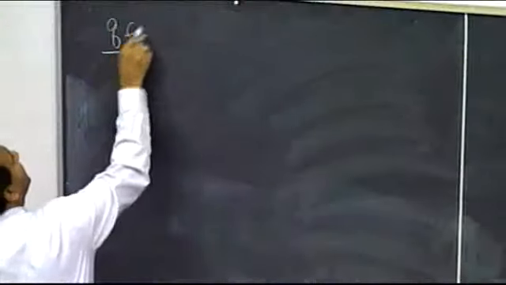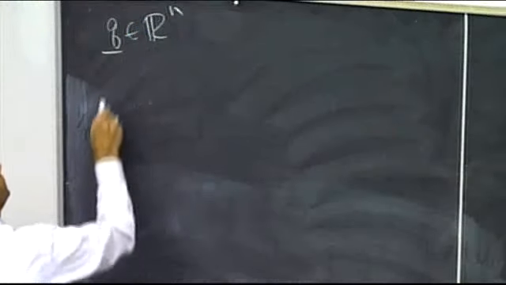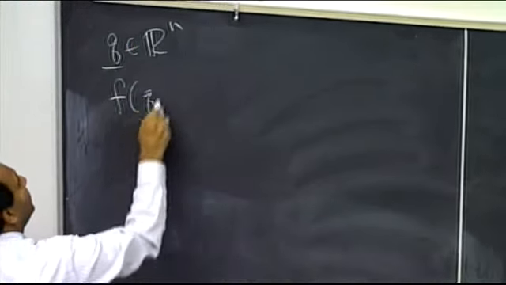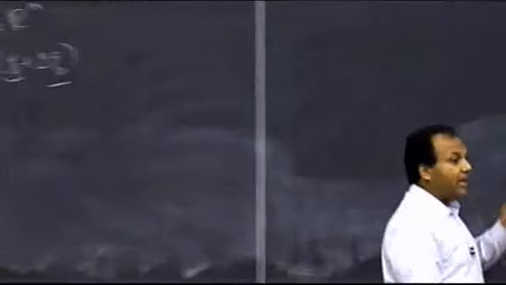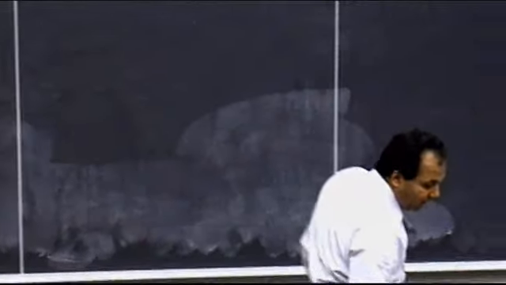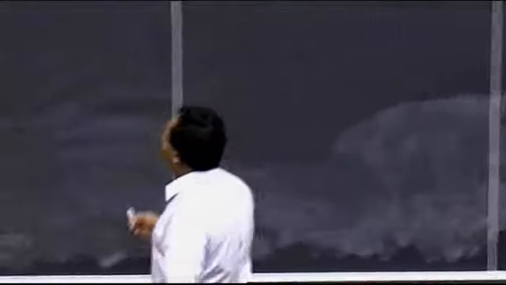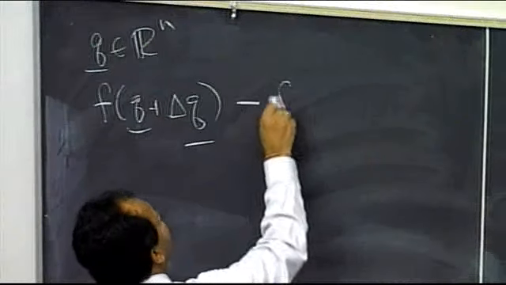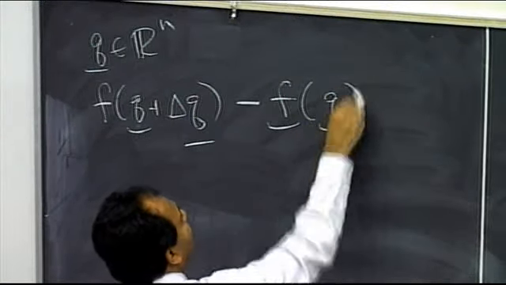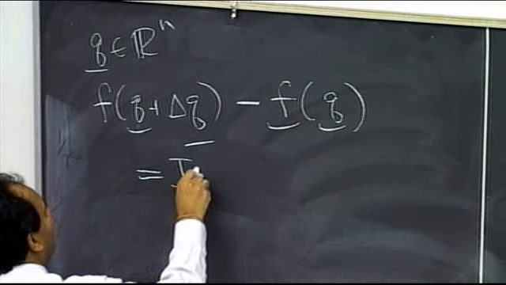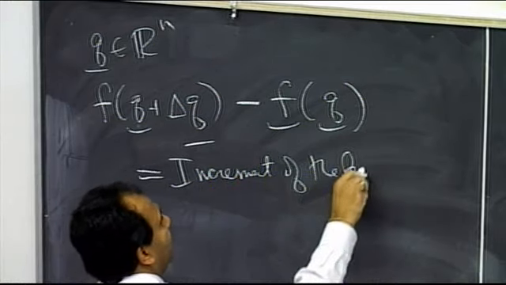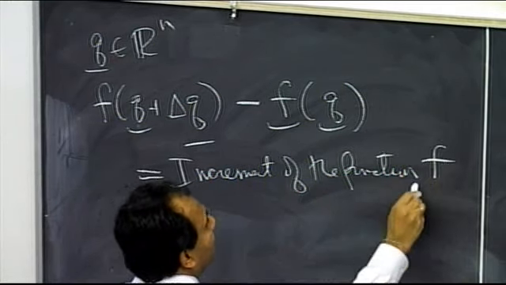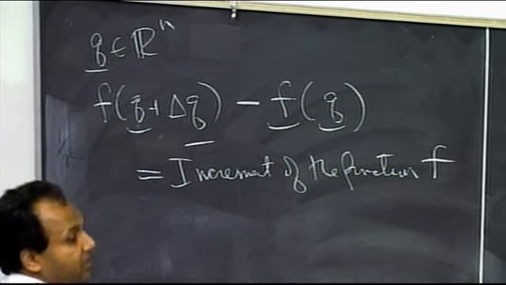We say, if Q is an element of Rn, then suppose I say f of Q plus delta Q, all right? That's now the increment of a function. What's it going to be? Well, it's f of Q plus delta Q minus f of Q. This is what's called the increment of the function f, where the input is a vector, all right?